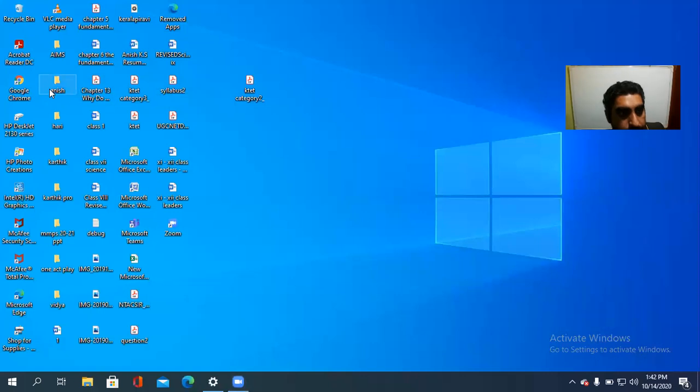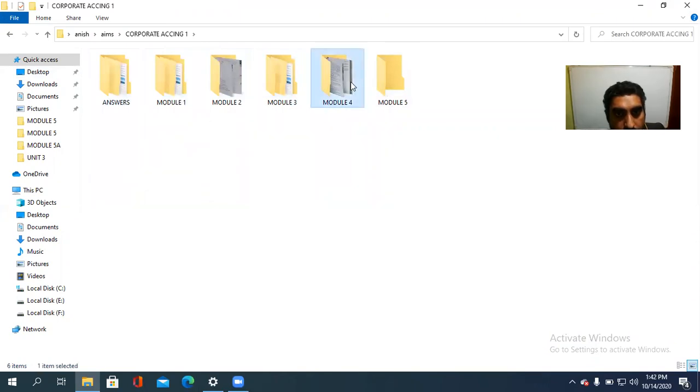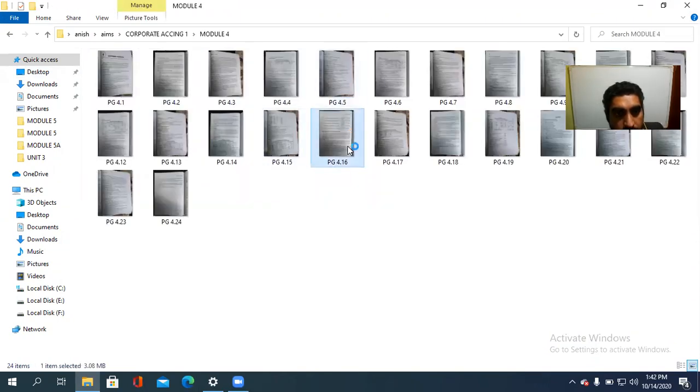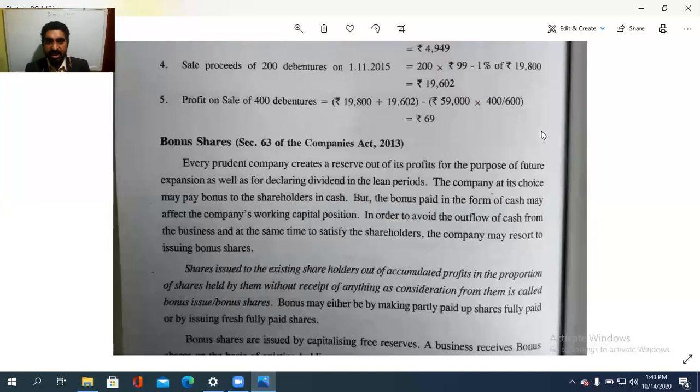Today we are going to see the balance portion of this topic, investment account: how to handle a bonus share issue, and also a right issue. So we will look into that. What is a bonus issue as well as a right issue? A bonus share is to be issued.